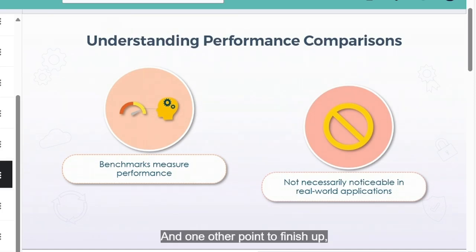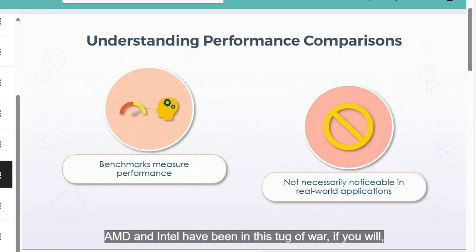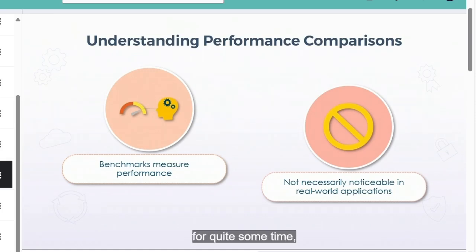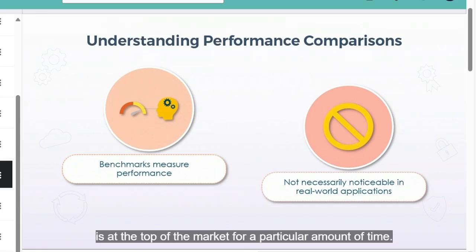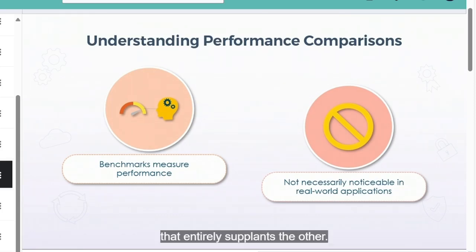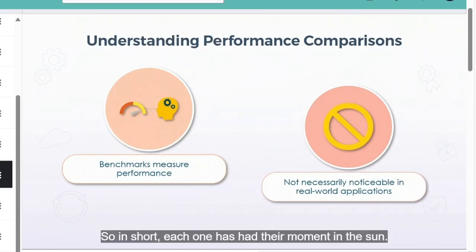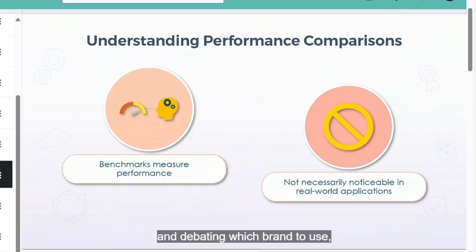And one other point to finish up, AMD and Intel have been in this tug of war, if you will, for quite some time. So it's very often the case that one of them is at the top of the market for a particular amount of time, but inevitably, one will come out with a new model or a new feature that entirely supplants the other. But then ultimately, the same thing will happen, but in the other direction. So in short, each one has had their moment in the sun. So if you're considering a new purchase and debating which brand to use, I simply suggest some research at that time.